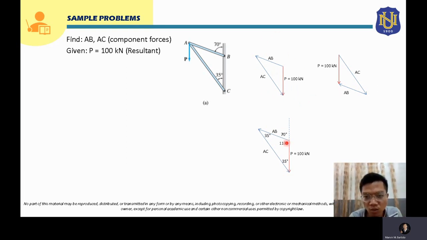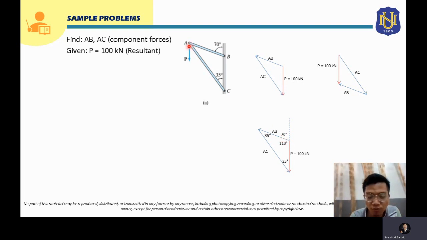So from here, as we know, your member AB, or your force AB, is 70 degrees from the vertical. So if you put a vertical line here, this is 70 degrees. And this is actually a straight line, right? So if this is 70 degrees, the remaining angle here will just be 180 degrees minus 70 degrees, which is 110 degrees. So this angle is actually 110 degrees.